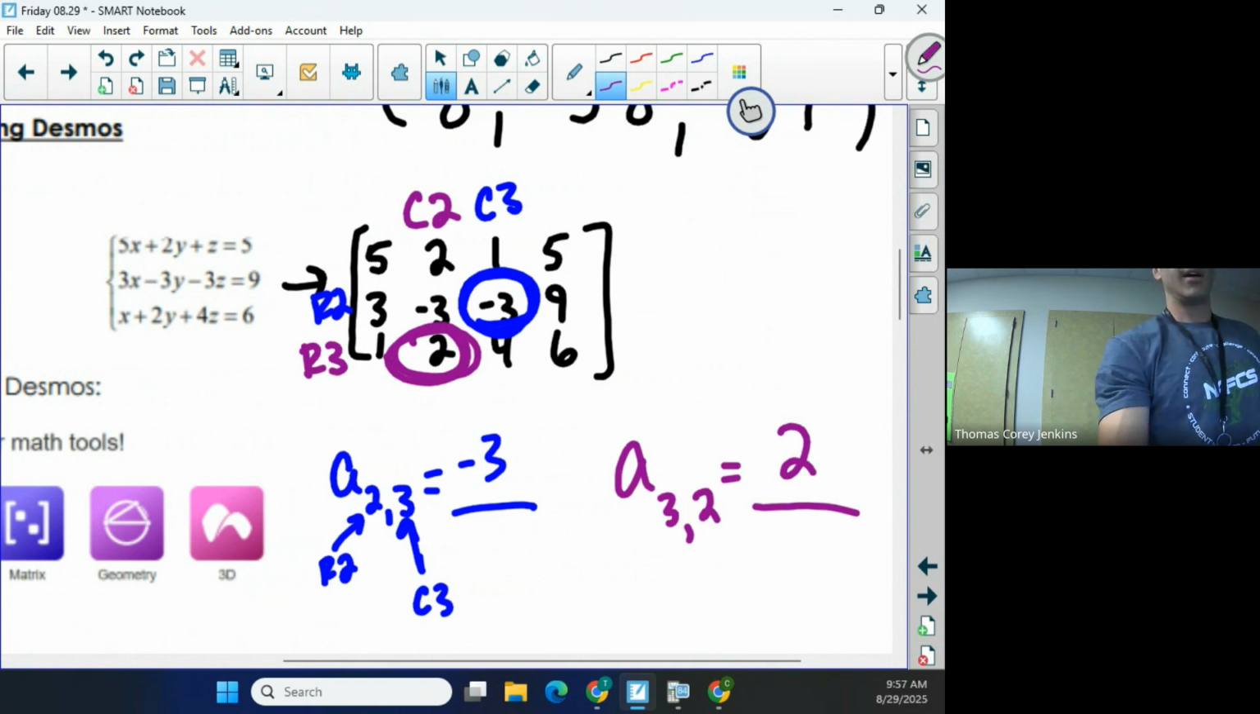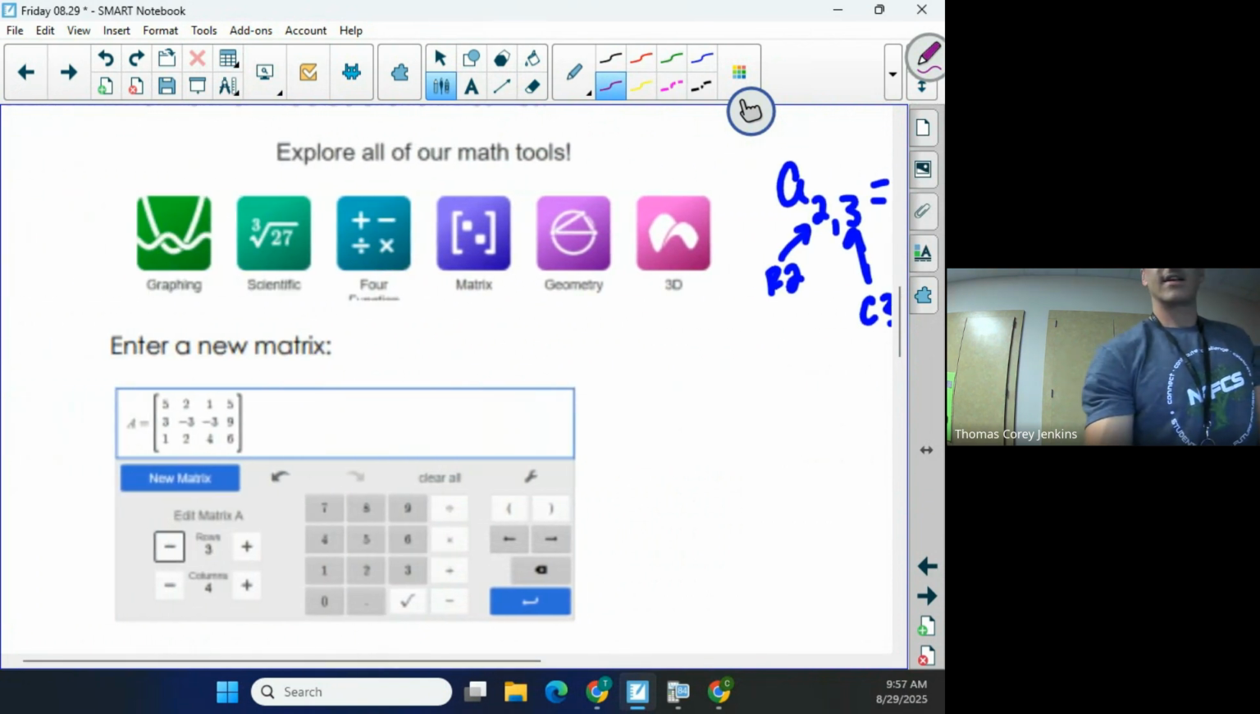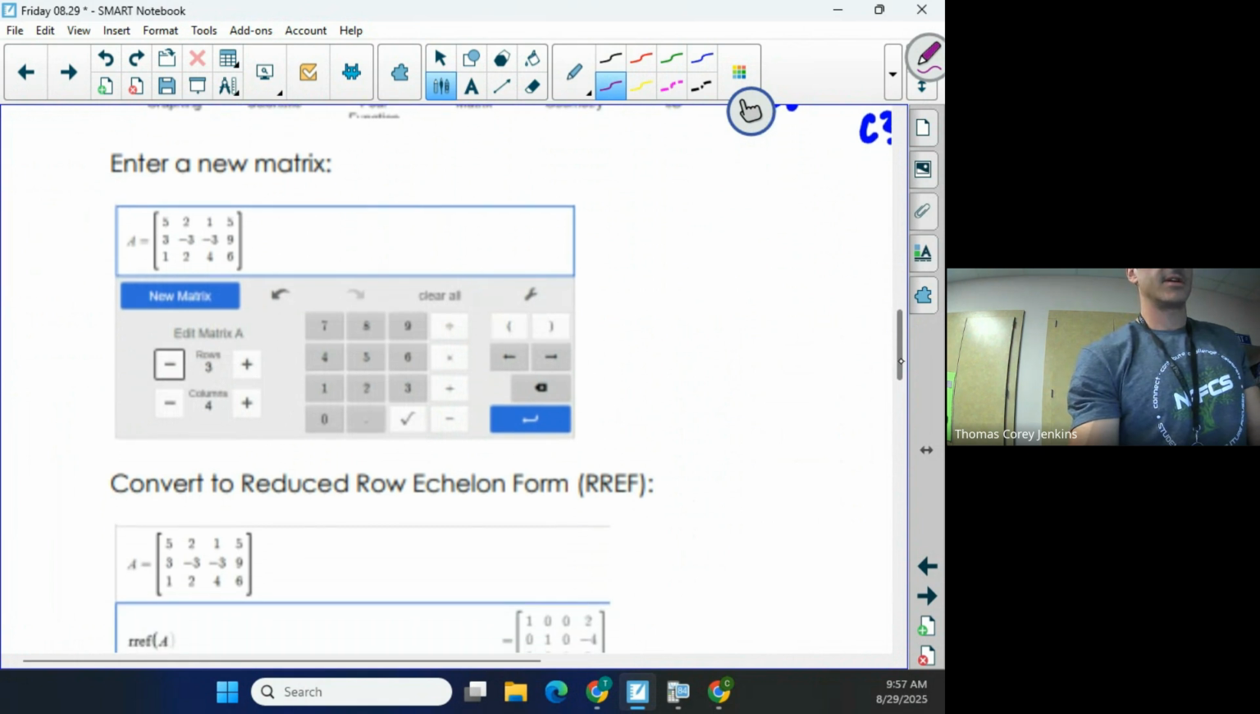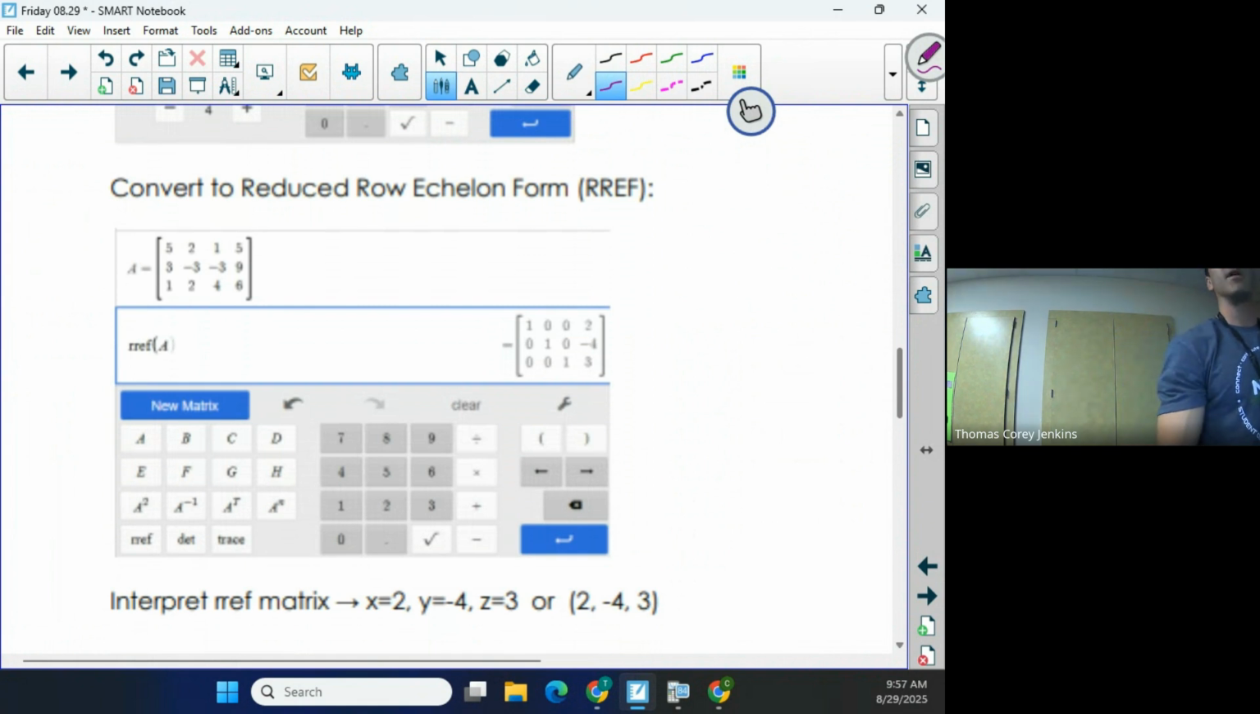The big part, though, is what can Desmos do with that matrix? So you can see a clip here. So we enter it as a matrix, just like we did on paper. Then we convert to what we call reduced row echelon form. All you have to remember is RREF.